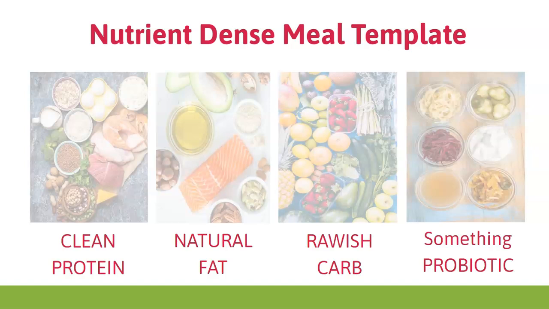Clean protein, whatever that is, pastured egg, wild-caught salmon. You add a natural fat, maybe you saute it in a little bit of butter, or you roast it in some olive oil. Okay, a little bit of natural fat, and then you add a rawish carb, whether it's a lightly steamed vegetable, or a chopped salad, or some berries. And then you add something probiotic. So whether it's cultured sour cream, or some cultured pickles, or sauerkraut, or kimchi, or kefir, or kombucha, something that's probiotic. So you have a clean protein, natural fat, a rawish type carb, and a probiotic with each meal.